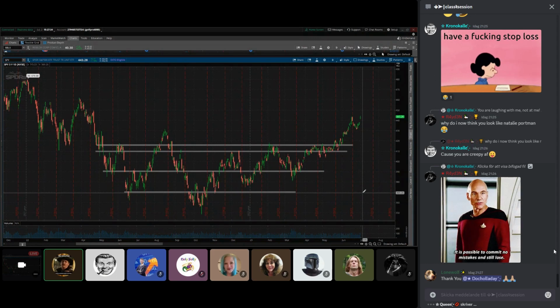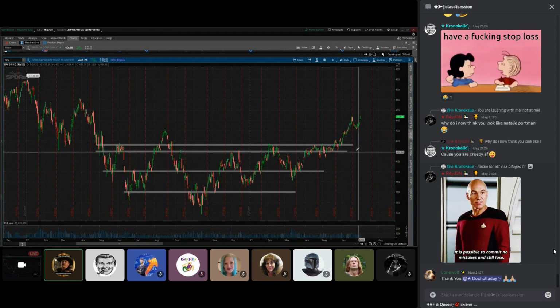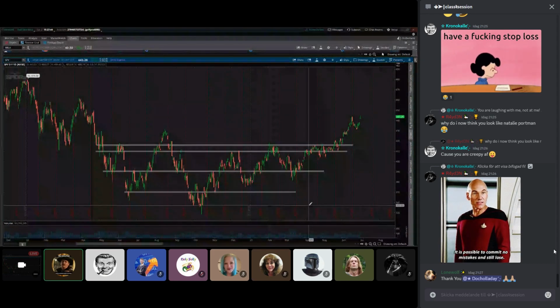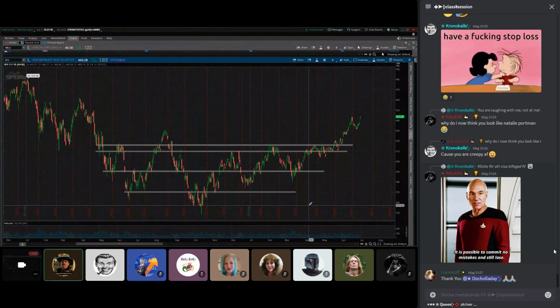I usually wait for my candlesticks to start climbing above that. And then, of course, I look at my RSI and MACD, but that's for another time. I know Kron's gone over some of this stuff.